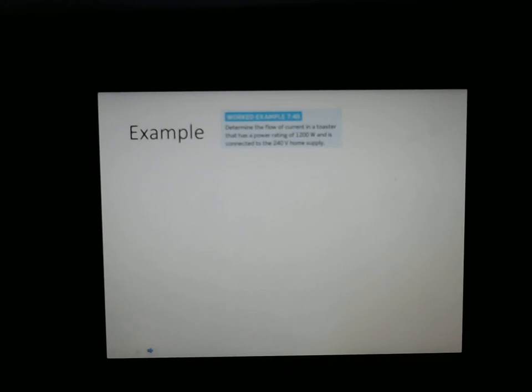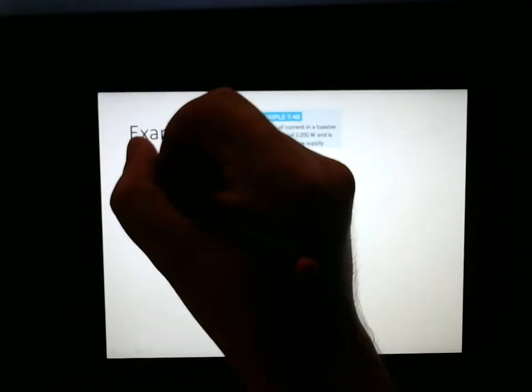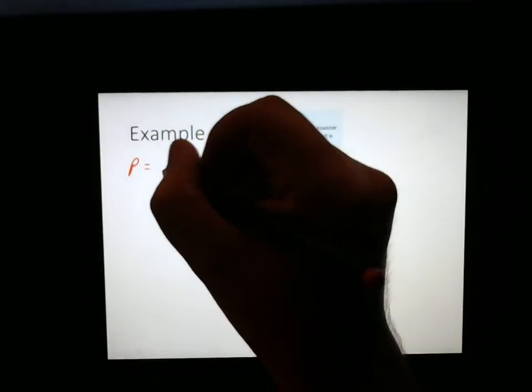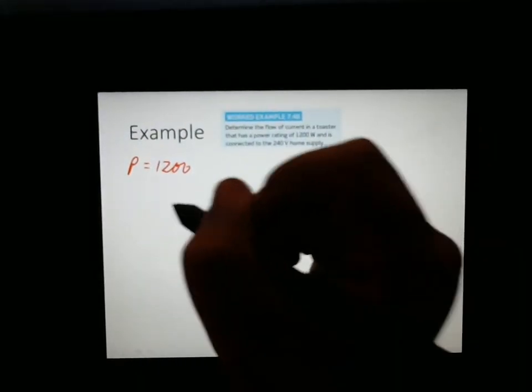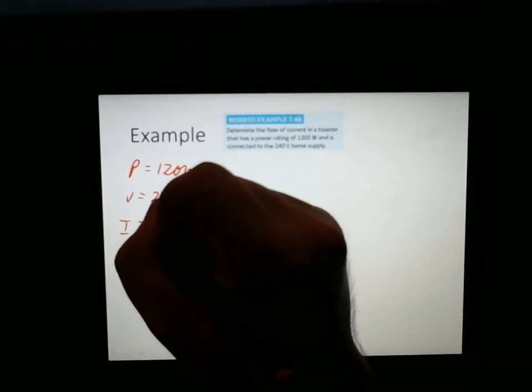Okay, so second question here. Determine the flow of current in a toaster that has a power rating of 1200 watts and is connected to the 240 volt home supply. So now we have a power and we have a voltage, and we need to find a current. So power equals 1200, voltage equals 240, and we're trying to figure out I.